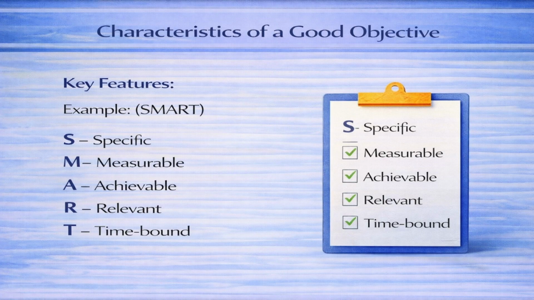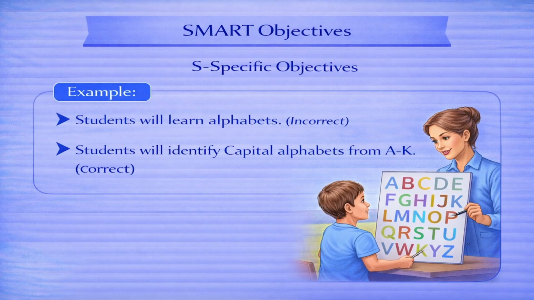So when developing objectives, educators should ensure they are SMART, which means specific, measurable, achievable, relevant and time bound. Let's understand the characteristics of objective using SMART technique. The first one is specific. It means objective should clearly state or specify what students will be able to do.